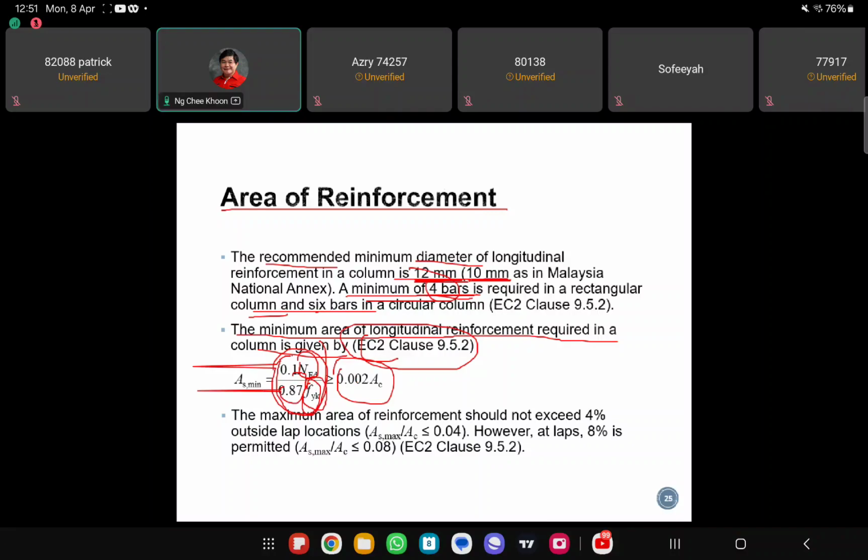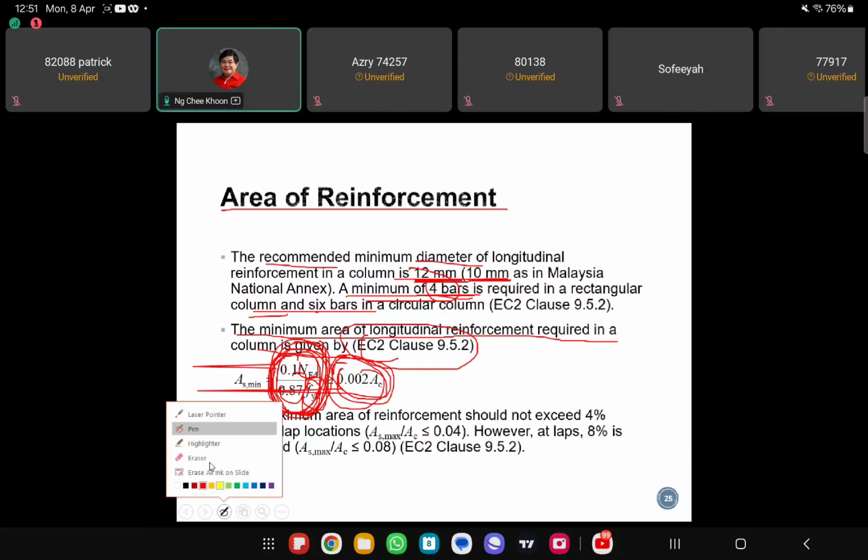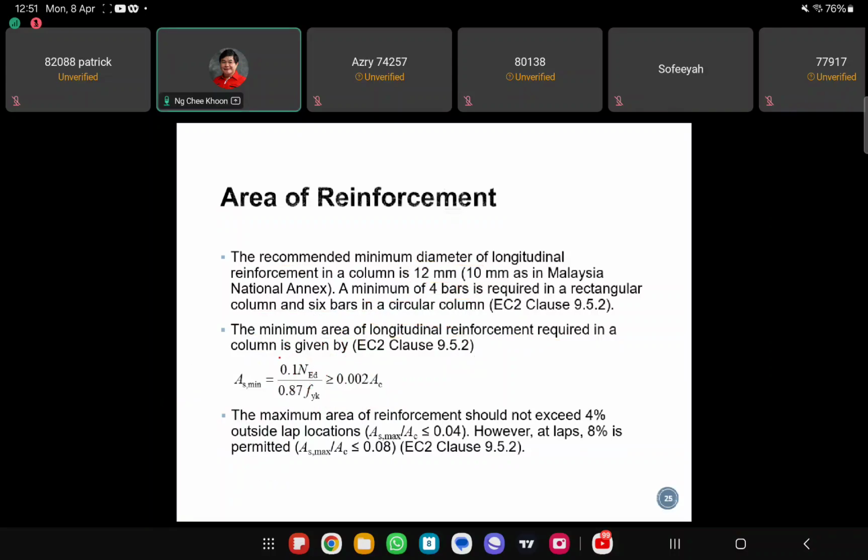If this value is larger than this, then this value will be the minimum reinforcement. If 0.002 Ac is larger than this, then 0.002 Ac will become the As,min, right? So this is what it means by this symbol here. This calculated value must not be less than 0.002 Ac, right?